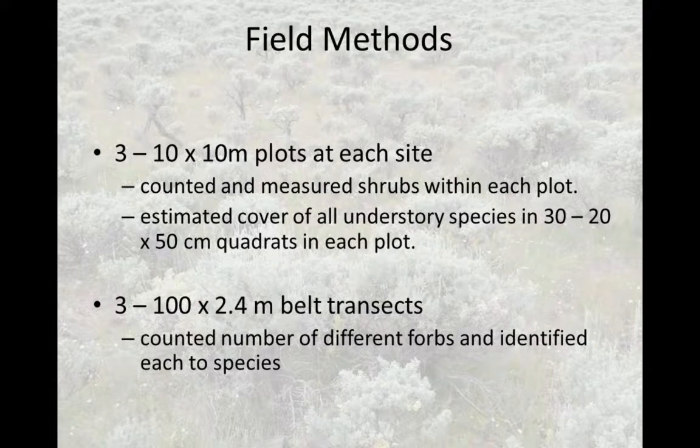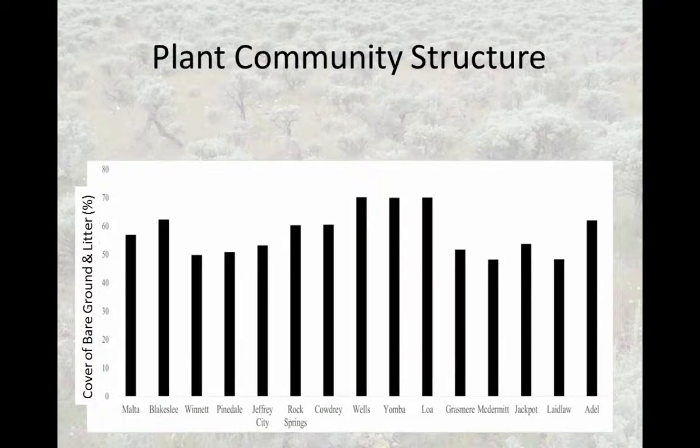So because we had a specific interest in forbs, we also used a different method. At each one of these sites, alongside these 10 by 10 meter plots, we located 3 100 meter long by 2.4 meter wide belt transects. And we went through those transects and just identified every forb we came to. So here we're measuring 240 square meters compared to our 3 square meters in each one of these 10 by 10 plots.